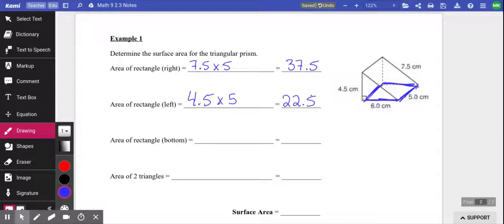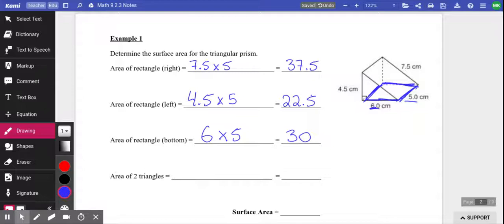You want to do length times width, so I have 6 times 5. 6 times 5 is 15. No, it's not. It's 30. Yep, 30.